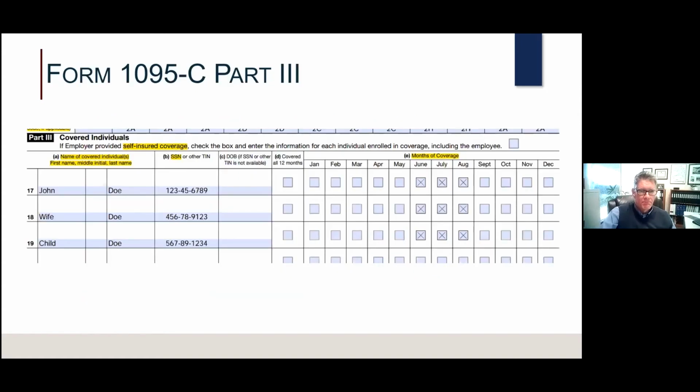Part 3 of the form. This section is filled out, again, only if you are self-insured. If you have a fully insured medical program, you are not filling out this part of the form. So only if you're self-insured. The IRS wants the names of all of the individuals who are covered under the employee. For people that are self-insured and don't fill this out, this information gets to the IRS by way of the insurance carrier on their reporting.